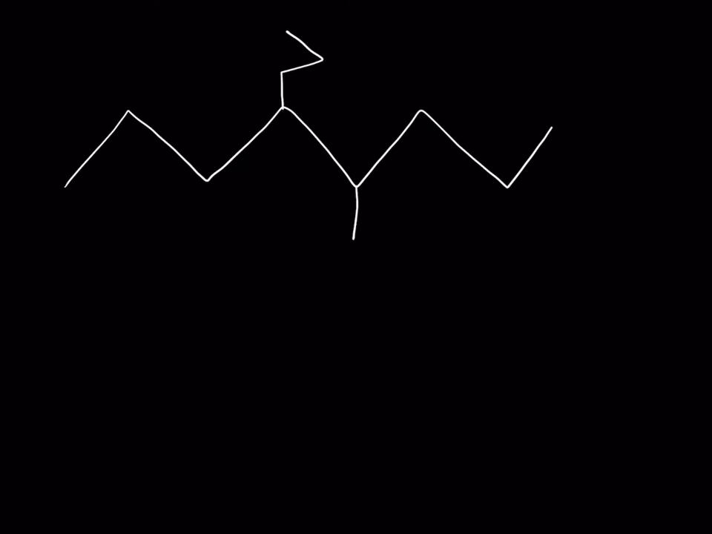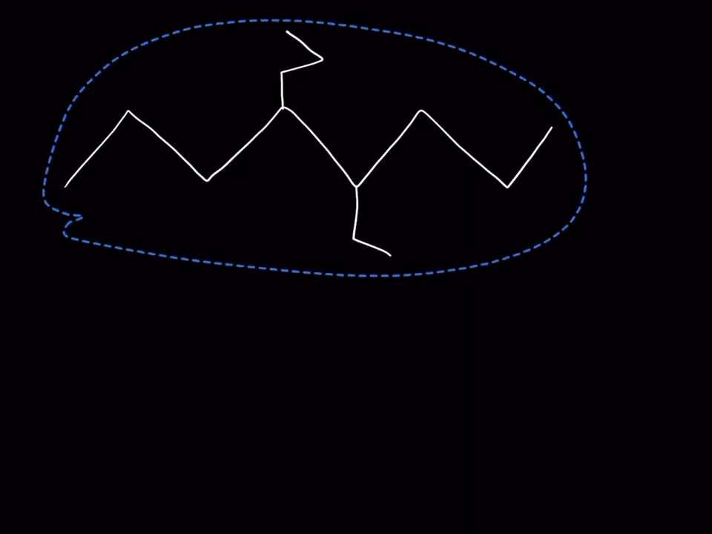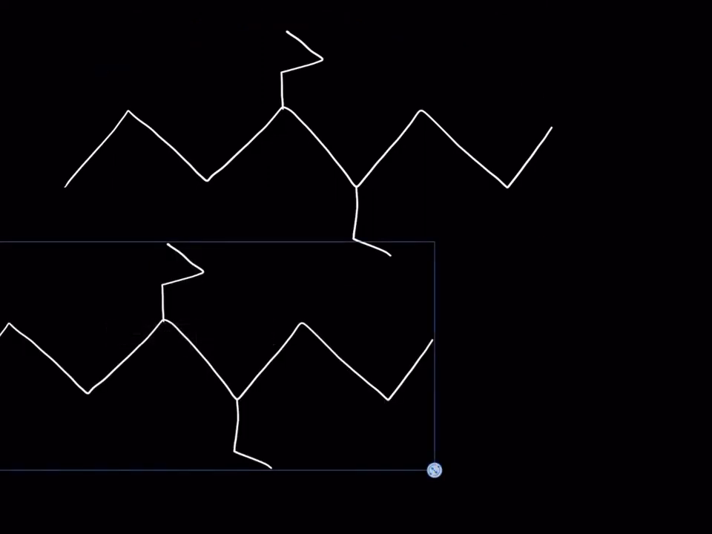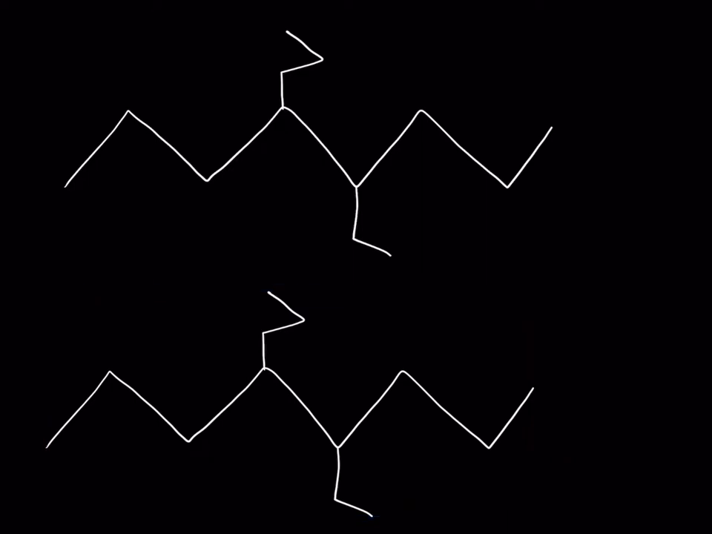The next example is going to be this. And I'm going to number it 2 different ways again. So I'm just going to copy and paste it. If we number it from left to right, it would look like this. If we number it right to left, it would look like this.